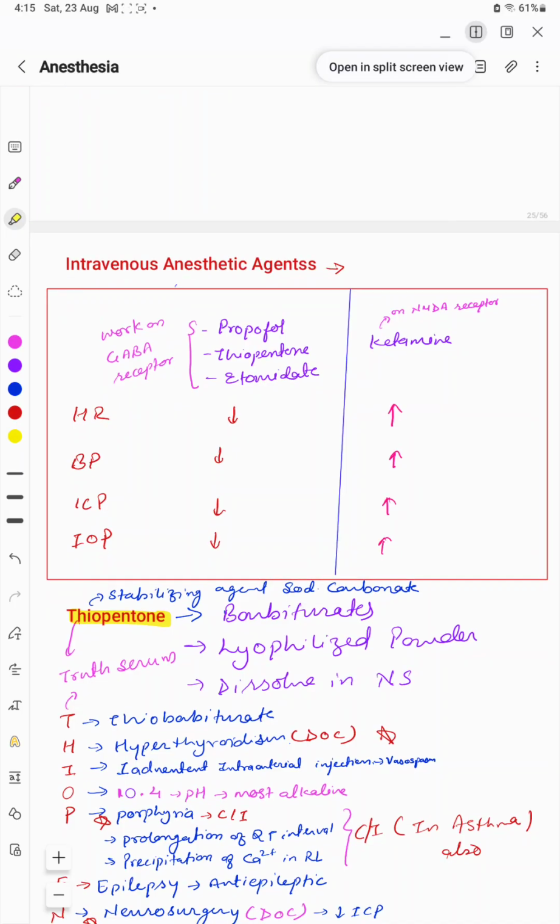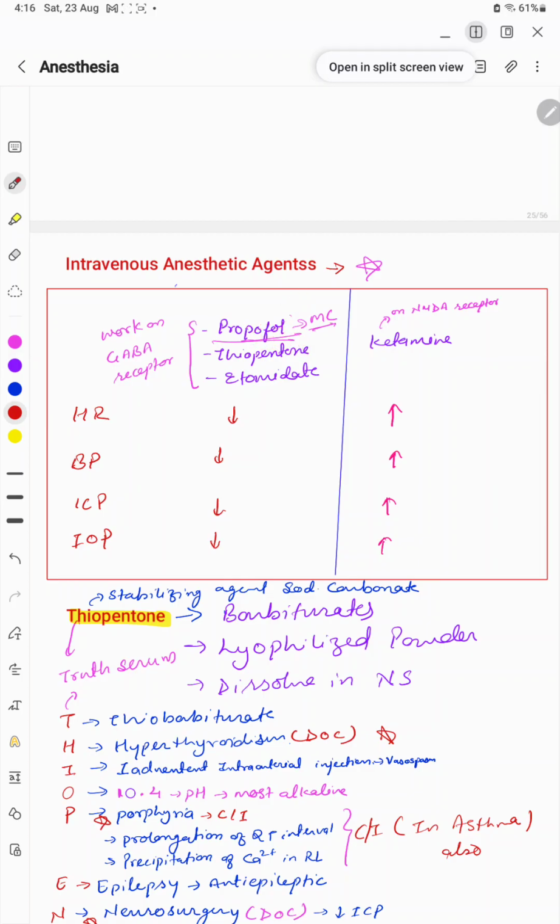Now intravenous anesthetic agents, also a very important topic. IV anesthetic agent: propofol, most commonly used. This is the most commonly used. When you don't know the answer, you can go for propofol if propofol is in the options. So the most common is propofol.